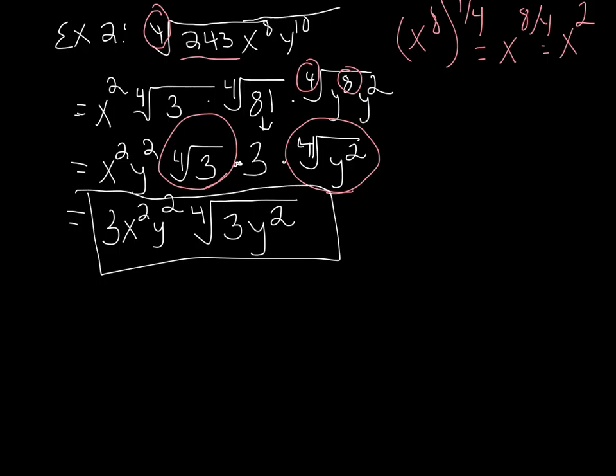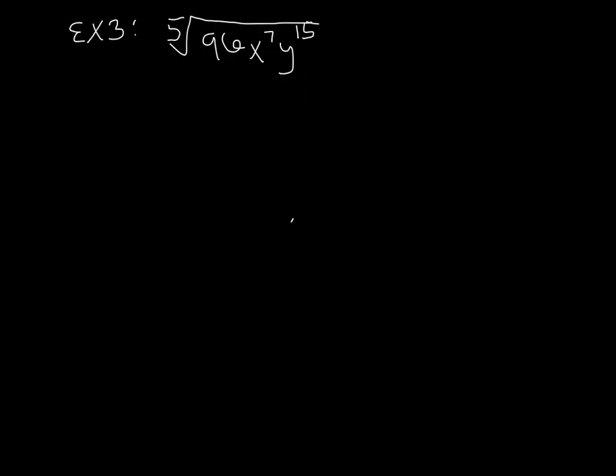Okay. Now our last example is something to the 5th root. And with this problem, again, right away, what I notice here is that I've got this 15 up here. y to the 15th, all to the 1/5, is going to be y to the 15 over 5, which is y cubed. Okay. So right away, before I even do anything else, I can pull out that y cubed.